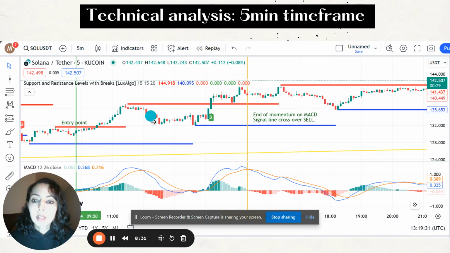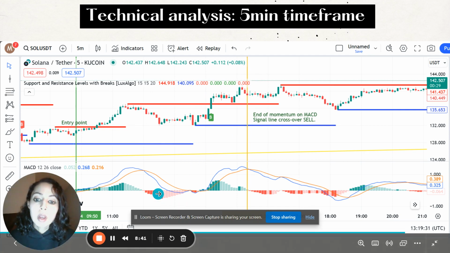Why would I not exit it here or here? This looks a bit scary. Why would I leave it here, for instance? I would do that because of two factors. So I took advantage of the volatility of the market.